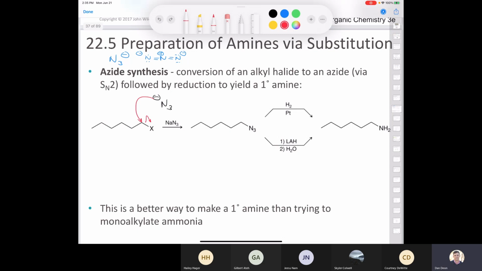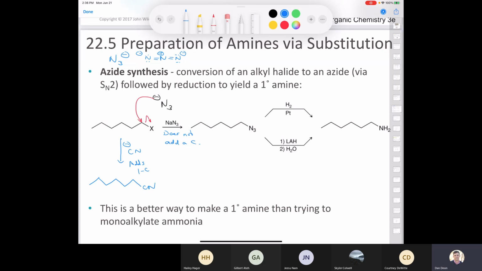Remember, if you're wondering, didn't we see something similar to this already today, Mr. Dion? Yes and no. Because, yeah, you can do an SN2 with cyanide. However, look, you've got 1, 2, 3, 4, 5, 6, 7. You end up adding a carbon to the skeleton. So that adds 1 carbon. And then here does not add a carbon. All right, and so this is a better way to make a primary amine than trying to alkylate ammonia. Much better way of doing it.